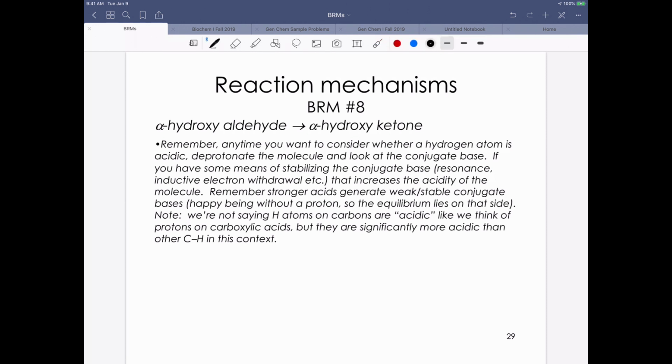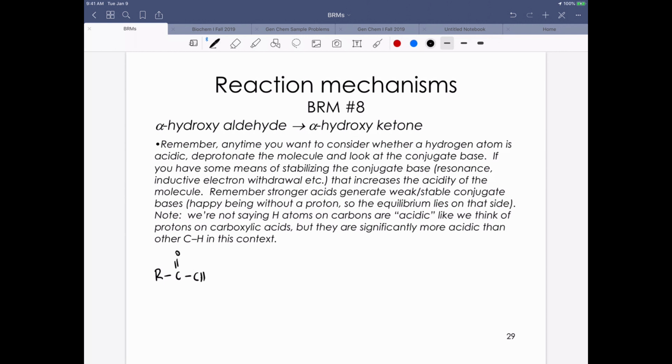So again, stronger acids are going to generate weak and stable conjugate bases, meaning that they're happy being without their proton. The equilibrium is going to lie on the side of the conjugate base because that negatively charged species is stabilized in some way. And again, just to highlight, we're not saying that hydrogen atoms on carbons are generally acidic, like we think of protons on carboxylic acids, but they are significantly more acidic than any other carbon-hydrogen bond in this context.